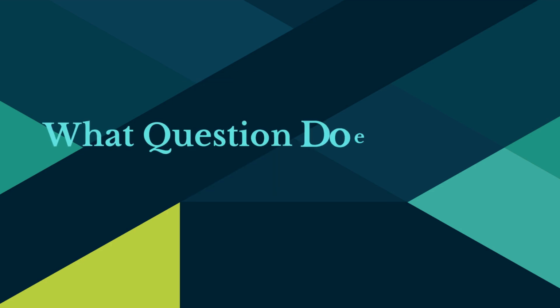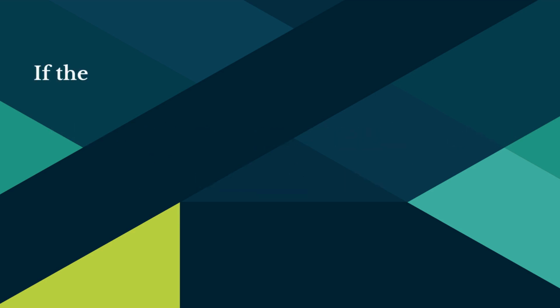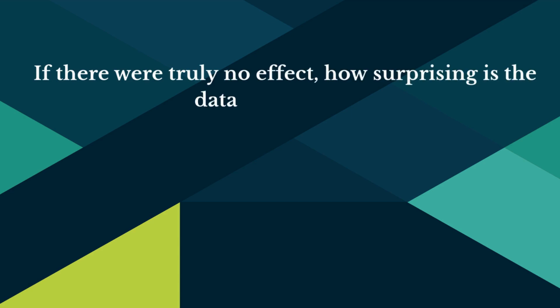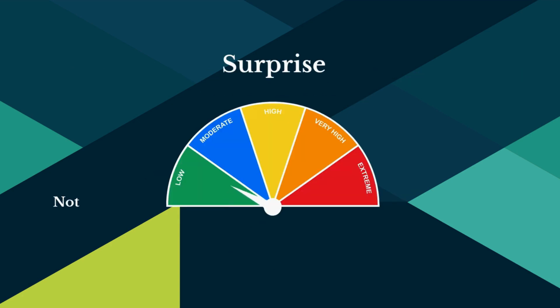Now that mindset sets the stage for p-value, so what question does p-value actually answer? This is the most important sentence in the entire video. P-value answers this question. If there were truly no effect, how surprising is the data we observed? That's it. Not is my hypothesis true. Not what is the probability my result is correct. Only this. How unlikely would this data be if randomness were the only explanation? If data looks very surprising under randomness, we start doubting the null hypothesis.